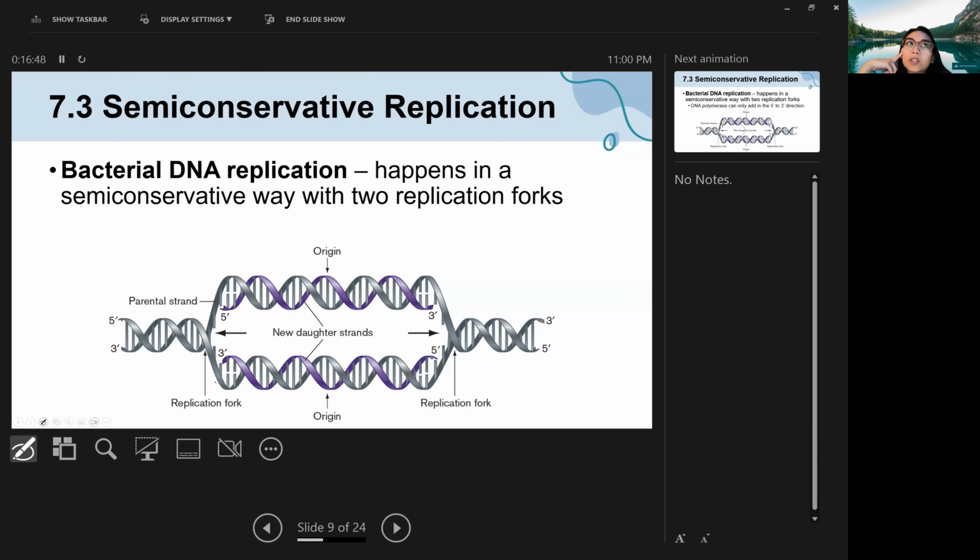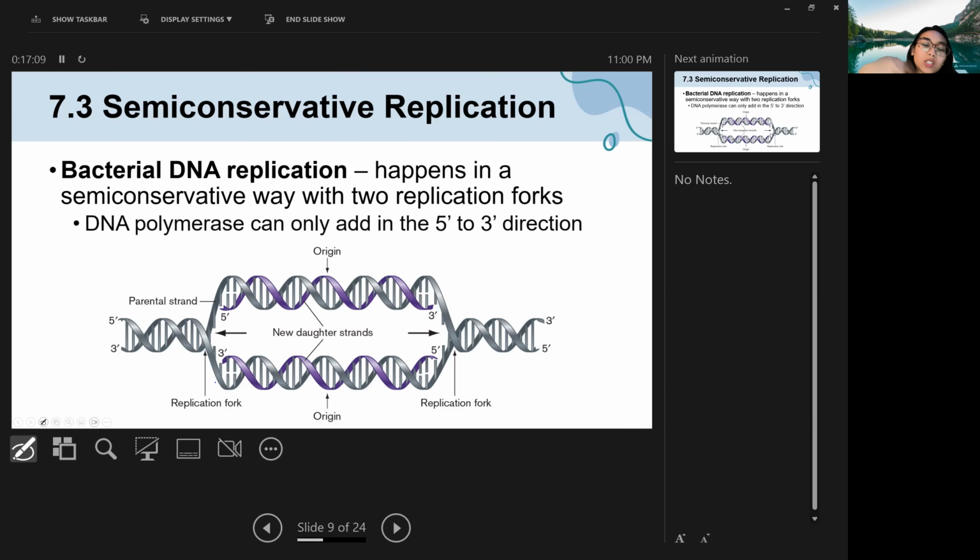One thing that is unique about bacterial DNA replication is that there are two replication forks. So instead of replication just happening in one direction, it's happening in both directions. And that's again because the bacteria has a circular chromosome. So if it happens in both directions, they will meet in the middle, and DNA replication happens twice as fast, essentially. And just like all other DNA replication that you've probably studied before, DNA polymerase, which is the enzyme that does DNA replication, can only add to the 3' end. So the direction is going to be 5' to 3'. So we'll talk about that.